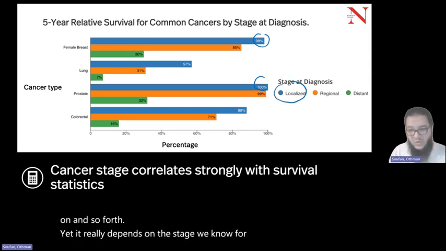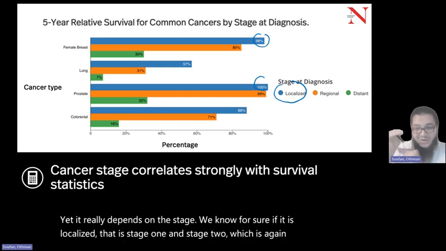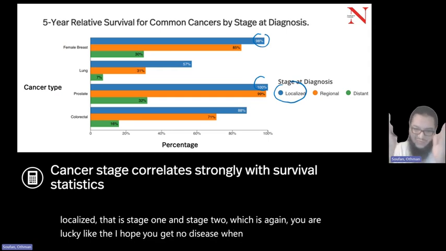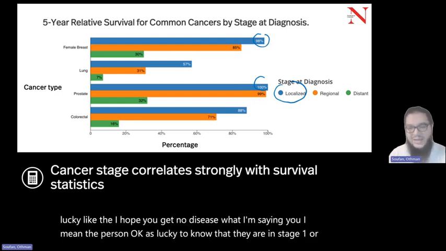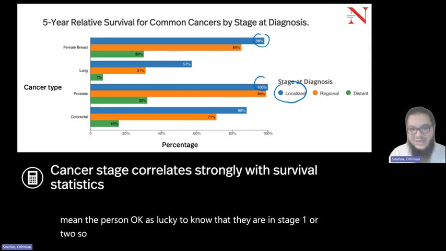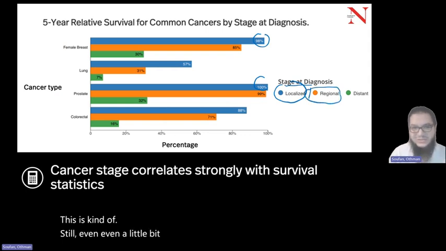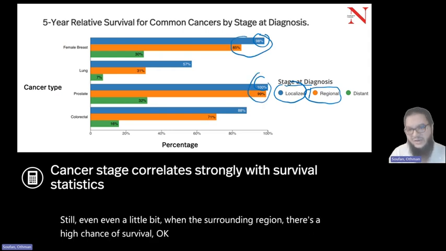We know for sure that if it is localized, that is stage 1 and stage 2, you are lucky. I hope you get no disease. When I say you, I mean the person is lucky to know that they are in stage 1 or 2. If it is stage 1 or stage 2, even if it is a little bit in the surrounding region, there's a high chance of survival. Okay, high chance of survival.